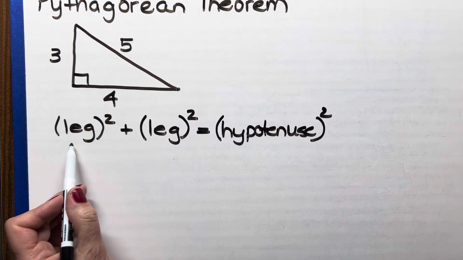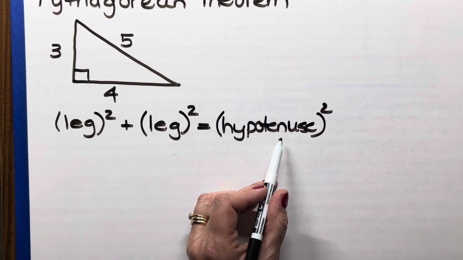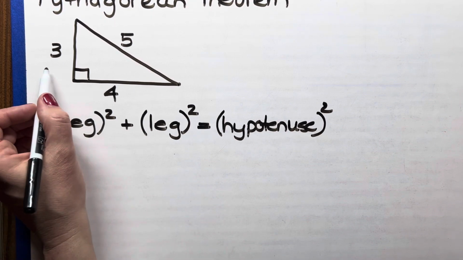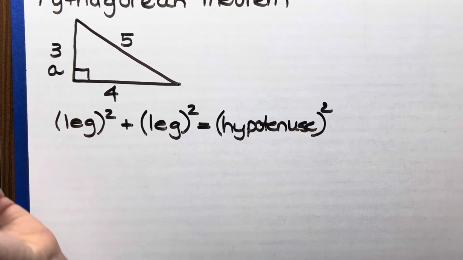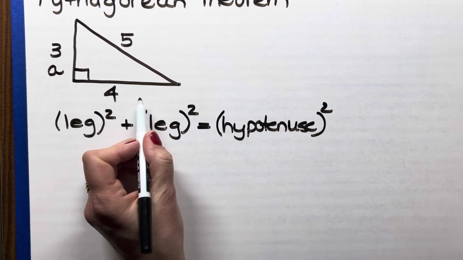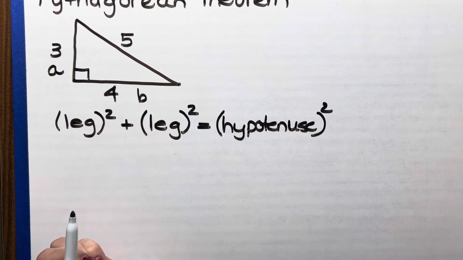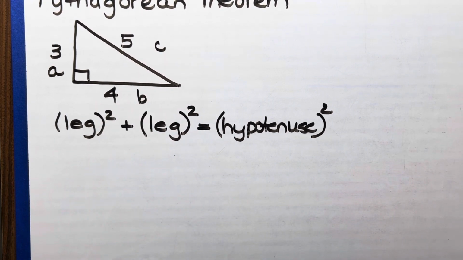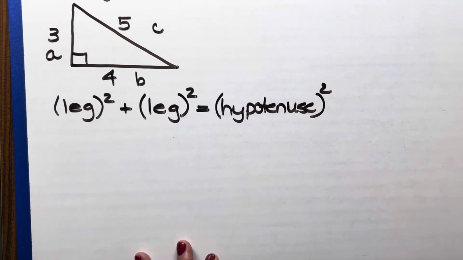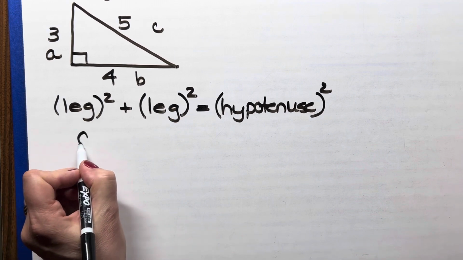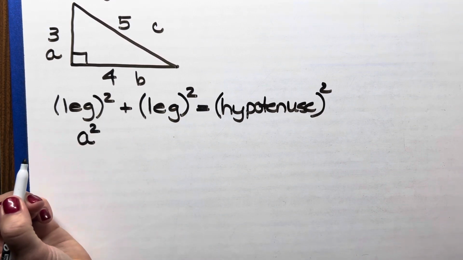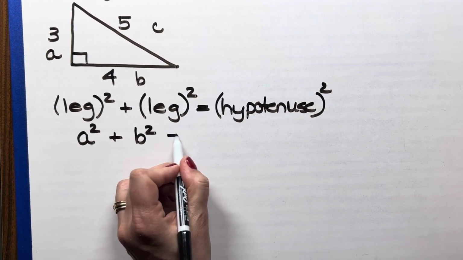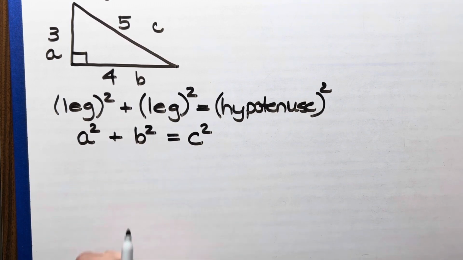Normally we don't write it leg squared plus leg squared equals hypotenuse squared. We assign variables for each of the sides. So you'll see a lowercase a for one of the legs, a lowercase b for the other leg, and a lowercase c for the hypotenuse. So the formula you've probably seen is a squared plus b squared equals c squared.